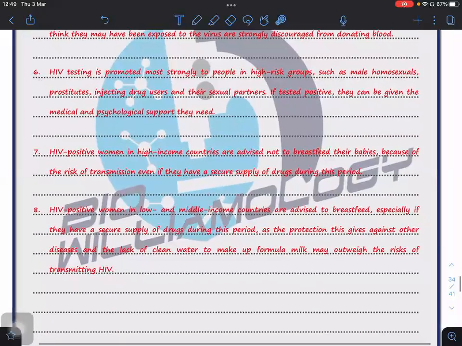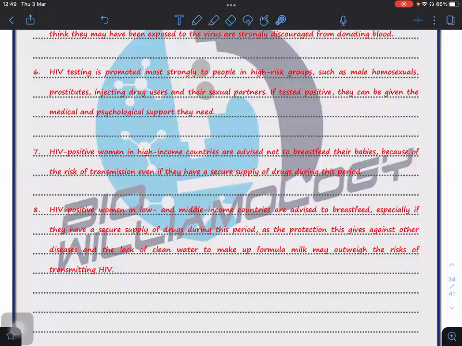HIV positive women in high income countries are advised not to breastfeed their babies. But in low and middle income countries, they are advised to breastfeed, but they need a secure supply of drugs during this period as protection against the disease. Why? Because the HIV virus can transmit through breast milk. In high income countries, they can get formulated milk as an alternative, but in low income countries, they don't have it. If they have formulated milk, they lack clean water, so the risk of contamination outweighs the risk of transmitting HIV.